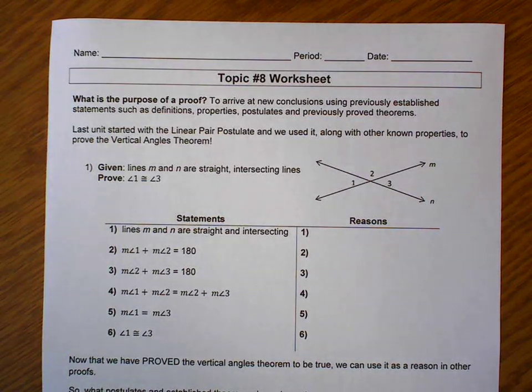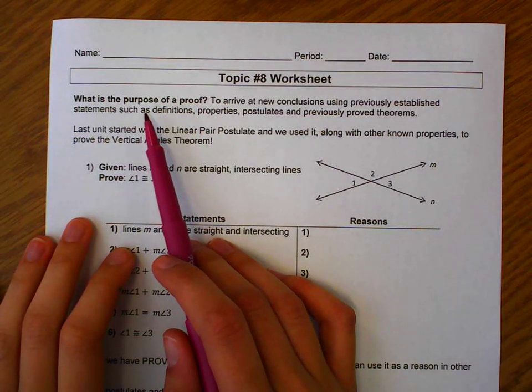So by the end of this topic, you will be able to provide a reason that justifies why a statement is valid, and then you will also be able to either complete or create a two-column proof with missing statements and reasons. So first off, what is the purpose of a proof?